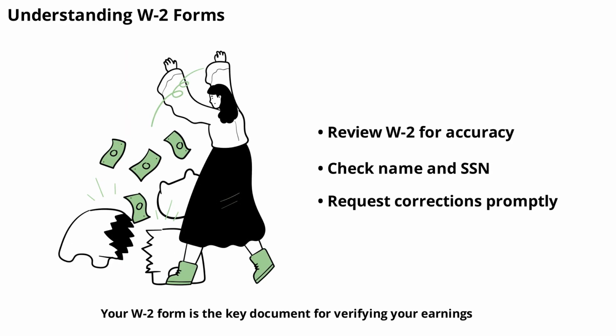Your W-2 form is the key document for verifying your earnings. It shows the wages your employer reported to the IRS and the Social Security Administration. Always review your W-2 for accuracy, including your name, Social Security number, and total earnings. If you spot a mistake, ask your employer to issue a corrected W-2 as soon as possible.